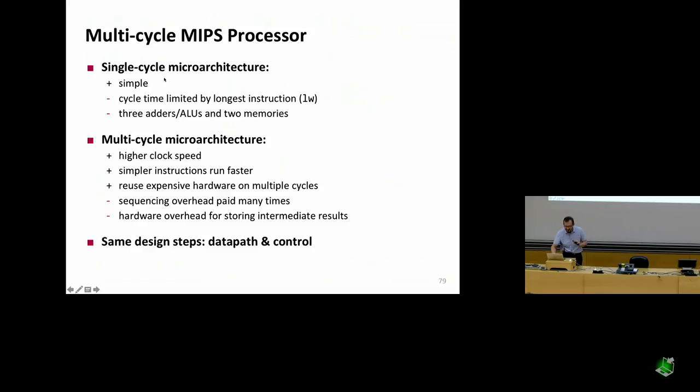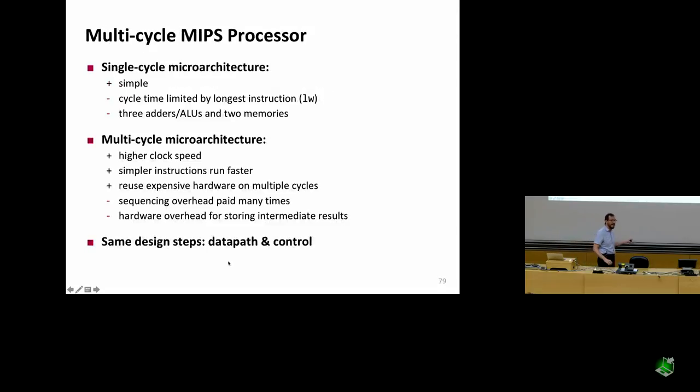We already said this over here, but if you look at the multi-cycle MIPS processor, you have 3 adders and 2 memories. That's a lot. Now we're going to look at a multi-cycle microarchitecture that's going to be much better. We already said some of these, but we're going to reuse the expensive hardware on multiple cycles. We're going to reduce the number of adders, we're going to reduce the number of memories. But the downsides, as you can see, we already said this over here. But we will go through the same design steps.